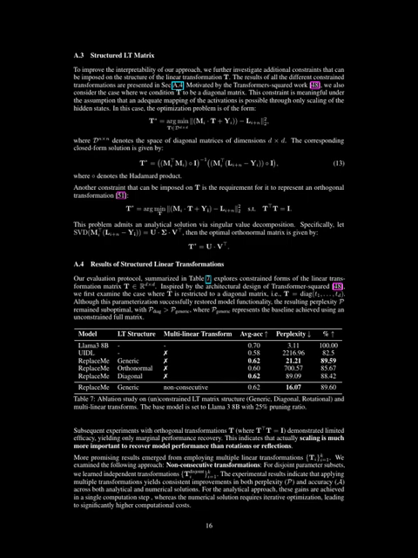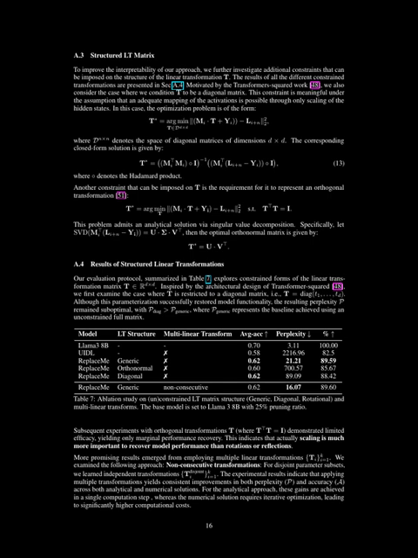Our evaluation protocol, summarized in Table 7, explores constrained forms of the linear transformation matrix T in R^(d times d), inspired by the architectural design of Transformer Squared. We first examine the case where it is restricted to a diagonal matrix, T equals diag(t1, ..., td). Although this parameterization successfully restored model functionality, the resulting perplexity remains suboptimal, with P diagonal worse than P generic, where P generic represents the baseline achieved using a constrained full matrix.